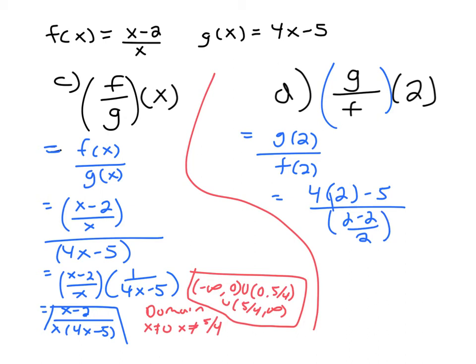So 4 times 2 is 8, minus 5 is 3, divided by 2 minus 2, which is 0, divided by 2. 0 divided by 2 is 0. So 3 divided by 0 doesn't exist. You could say DNE or no solution.